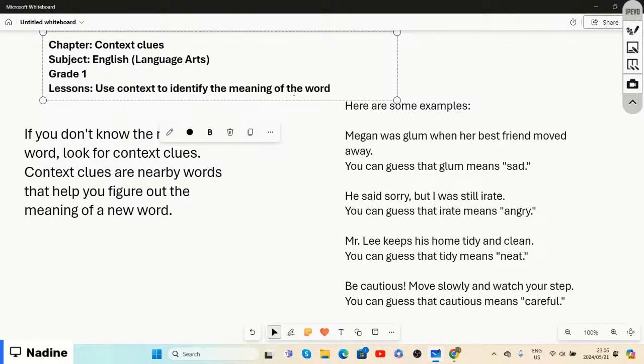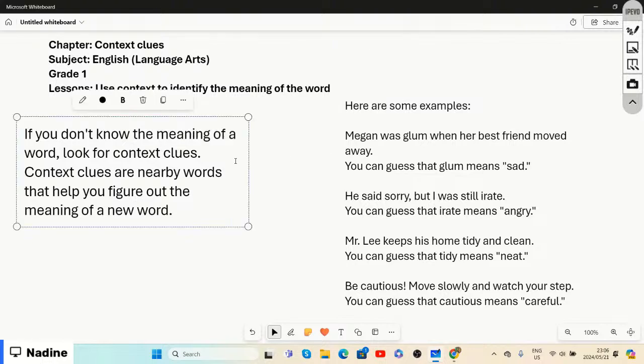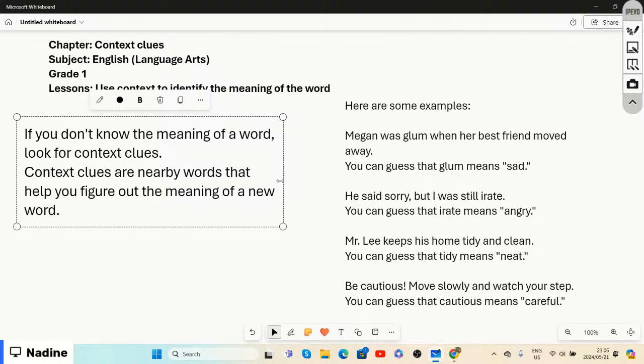So when it comes to context clues, if you don't know the meaning of a specific word, then within your sentence there will be clues within the context of the sentence that will tell you what the meaning of that word might be. And that is why we call it context clues. Context clues are nearby words that help you to figure out the meaning of a new word.